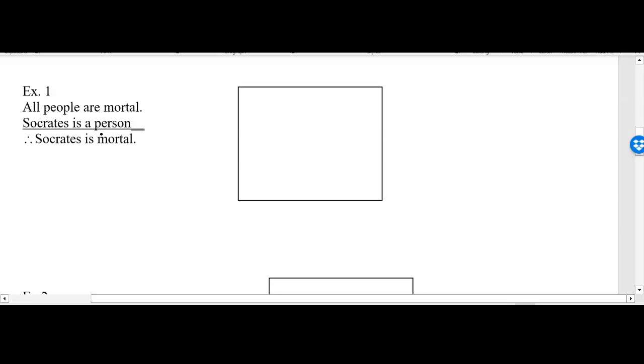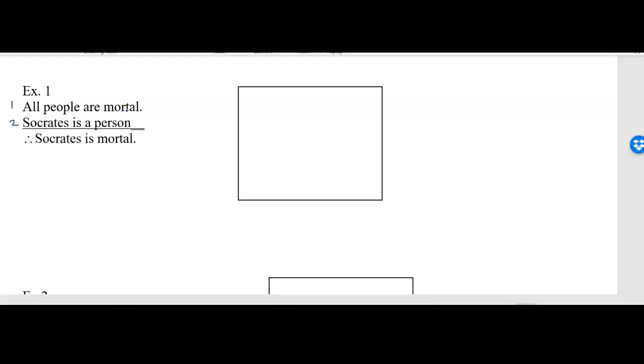I think that'll make more sense if we just do some examples here. All right, first example. All people are mortal. That would be your premise one. Premise two is Socrates is a person. And then we want to look at the conclusion. Therefore, we want to conclude Socrates is mortal.